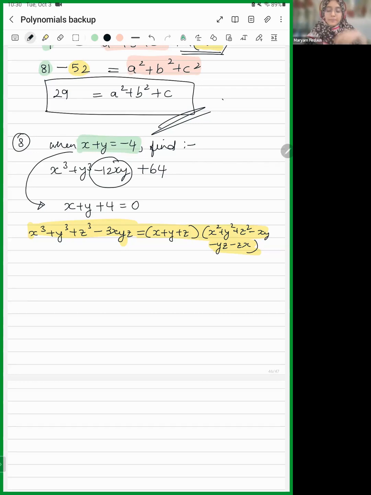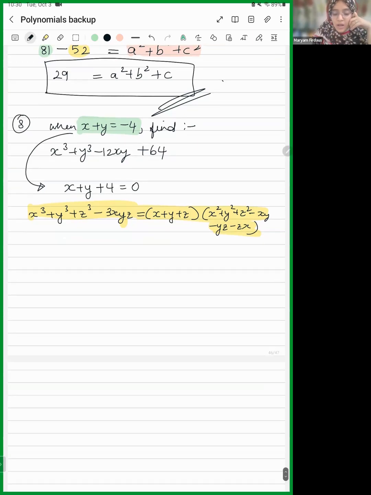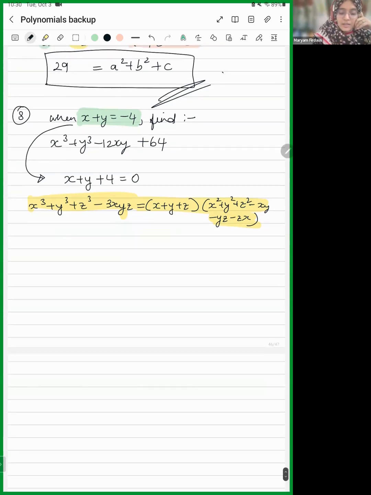You want me to repeat? Okay. See, the first thing is we have to identify which identity to use here. And we have identified it as this one. How? Because we saw that this is clearly not the x plus y whole cube identity. Why? Because in that identity you have x cube plus y cube plus 3x square y plus 3xy square. So you have x square y and xy square. Do you have any xy term, a term which has only xy? Do you have such a term in this formula?